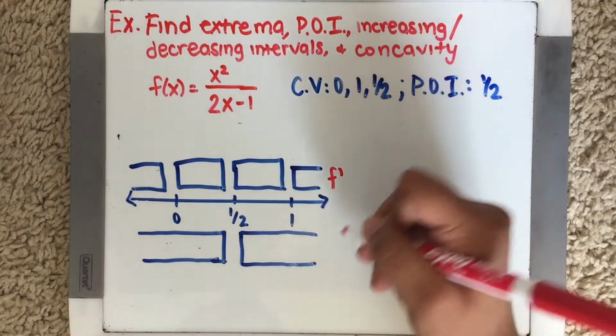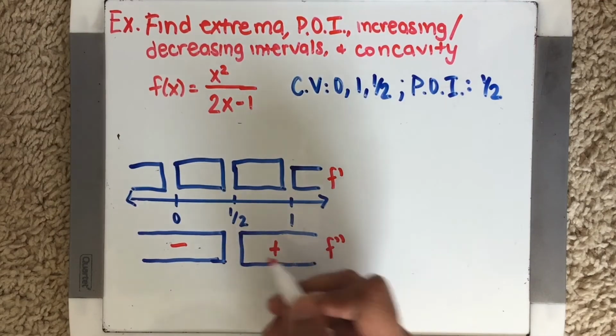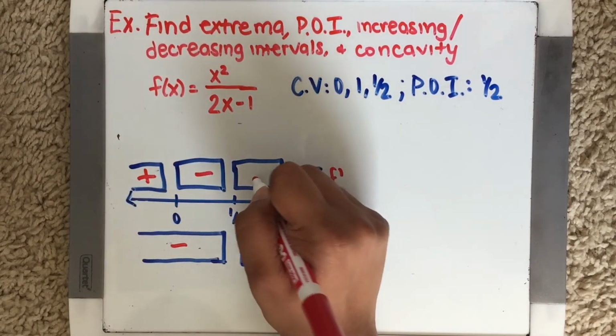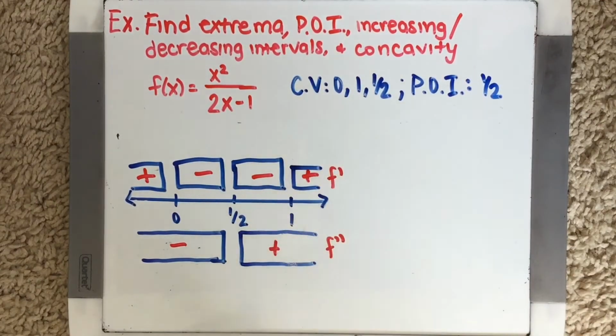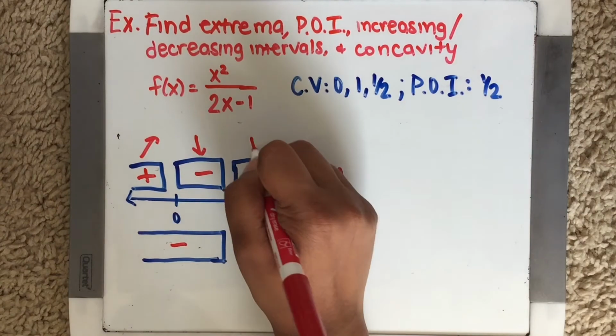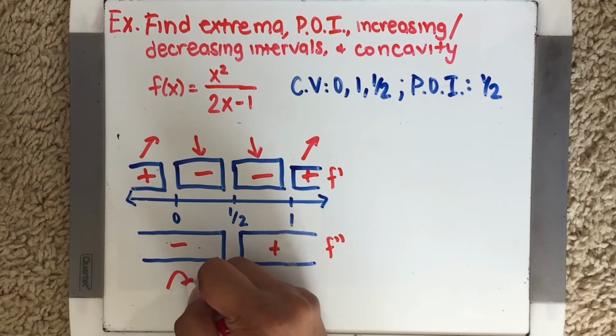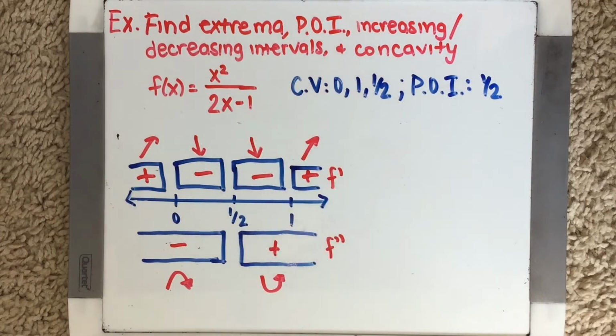When I plugged in values into both f prime and f double prime, I got that for f double prime, the graph goes from negative to positive, and then for f prime, it goes from positive to negative to negative to positive. This tells me that the graph is increasing, then decreasing, decreasing some more, and then finally increasing. And then the graph is also concave down and then concave up.